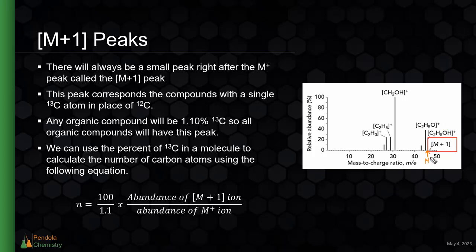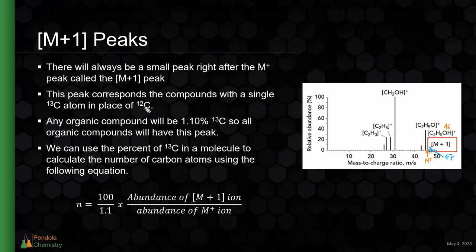So this is 46 right here. The M plus peak is 46. And then right at 47, 1 up from the M plus peak, we have another very tiny peak that we call the M plus 1 peak. And again, M plus 1, very obvious, right? M plus 1 meaning that it is 1 up from the M plus peak. That peak, having 1 more mass, corresponds to a different isotope of carbon.